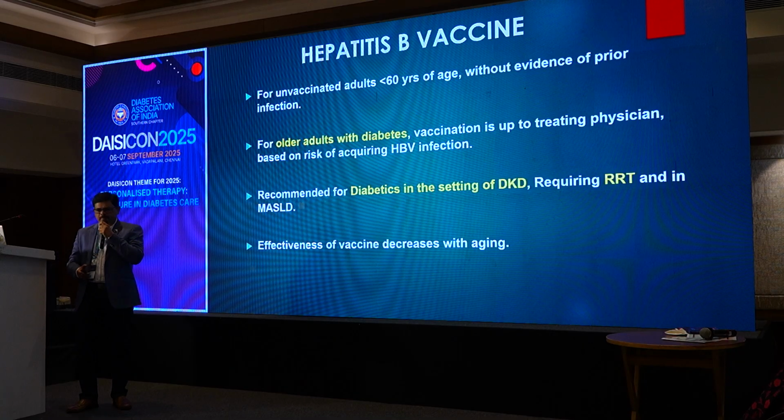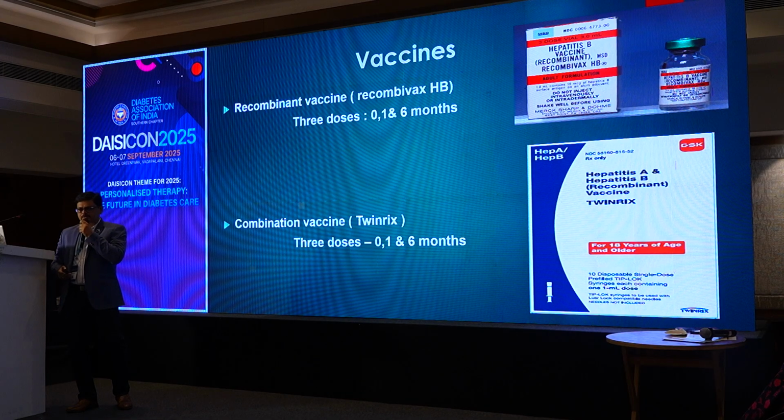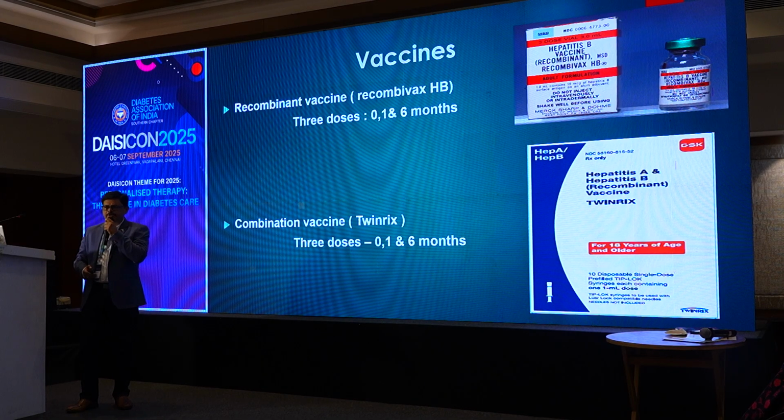The effectiveness of the vaccine decreases with aging. These are the vaccines available: recombinant vaccines and combination vaccines. Three doses may be given, at 0, 1 and 6 months.